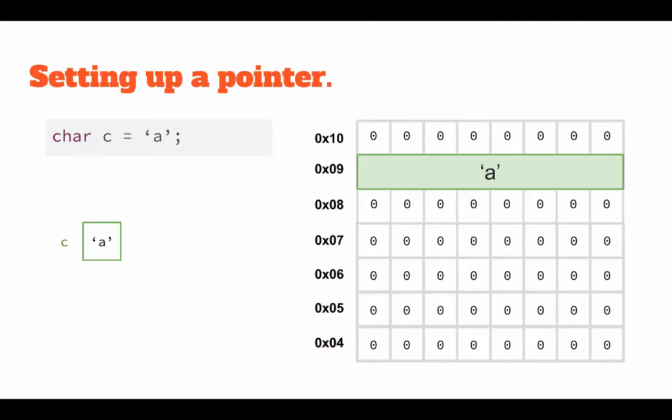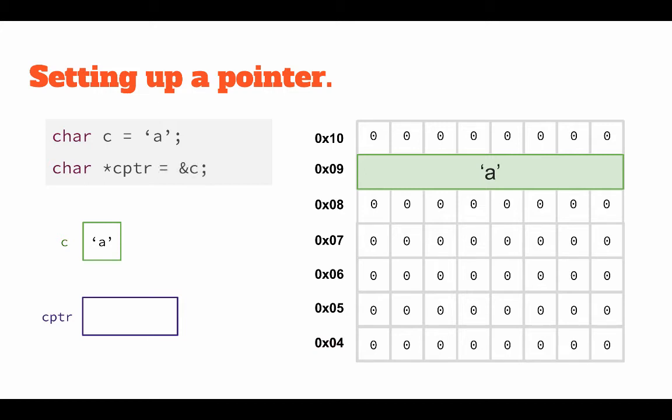Let's see if we can visualize this a little bit better. So if I want to set up a pointer to my character C that we've seen before, I already have my character stored in address 0x09. So if I want to create a pointer to that character in memory, I have to say char star C pointer, which means C pointer points to a char. And what that's going to do is set aside a slot to store a pointer variable or an address.